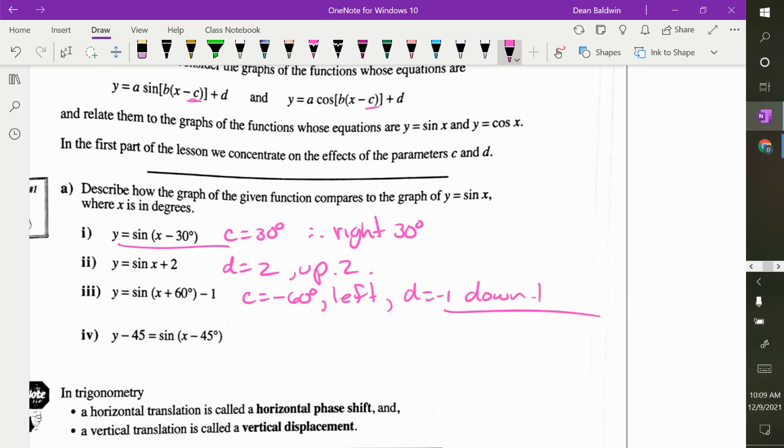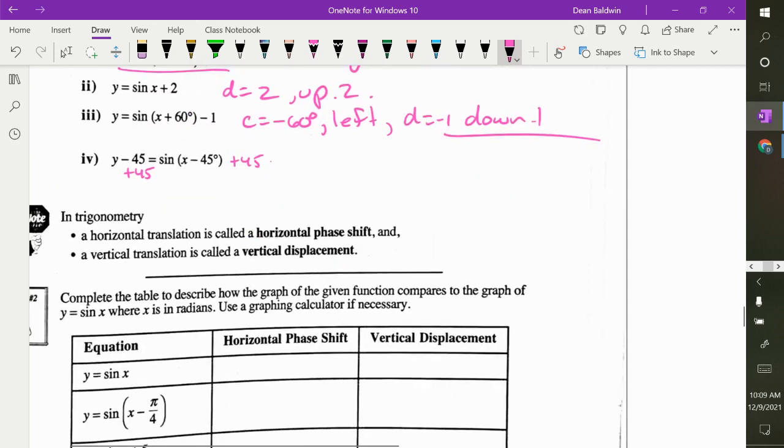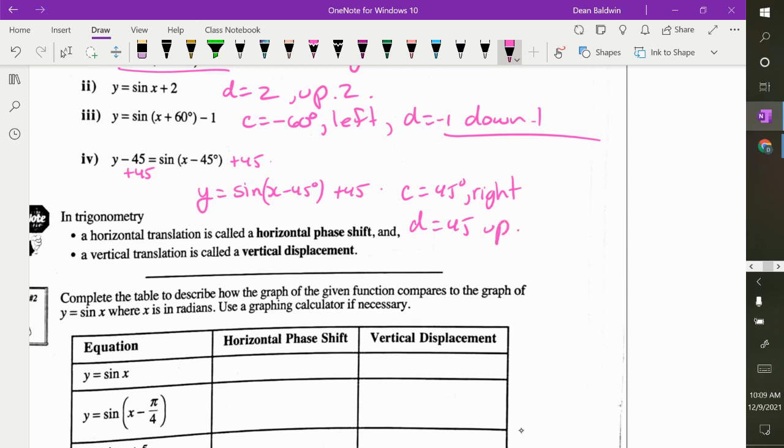What's wrong with the next one? Something with the Y. There's a negative 45. So we add the 45 to each side, and we get, so what have we done? C is equal to 90. C is equal to not 90. You can't add it to what's in the brackets. The brackets protect it. So C is 45, so we went right 45 degrees, and D is 45 units, so we went up. D cannot be in degrees because it's on the y-axis.